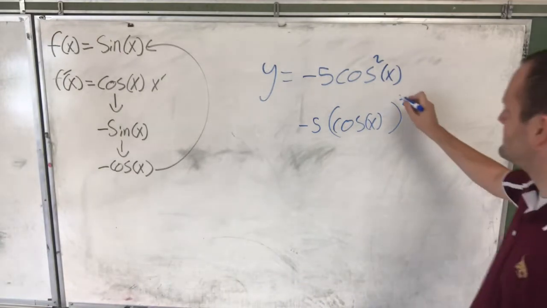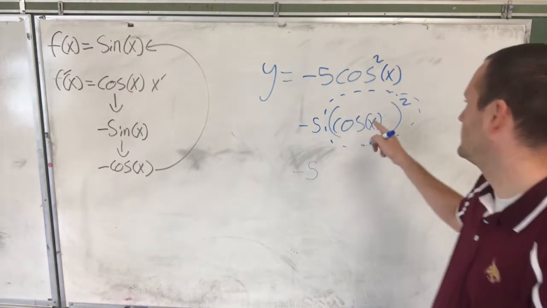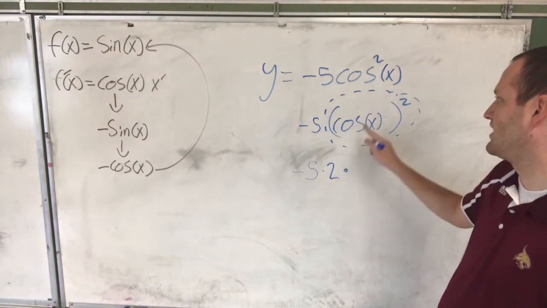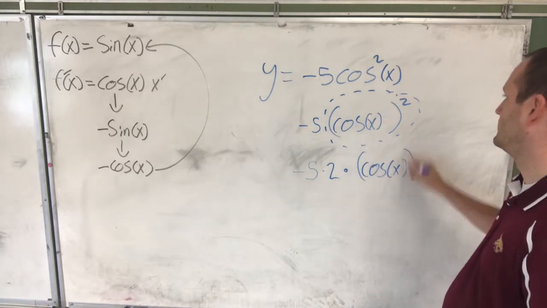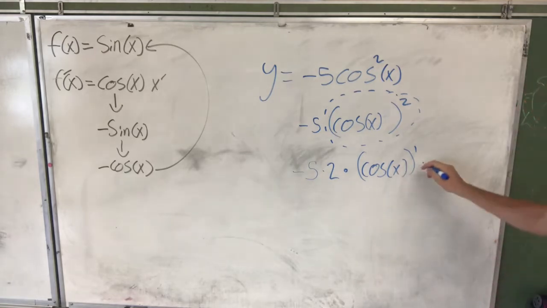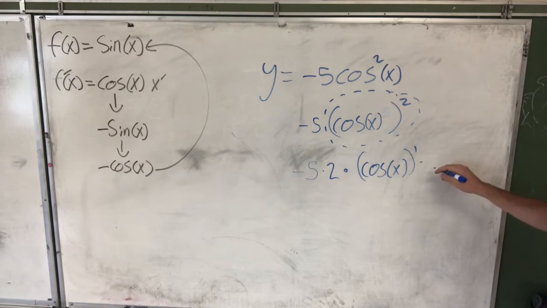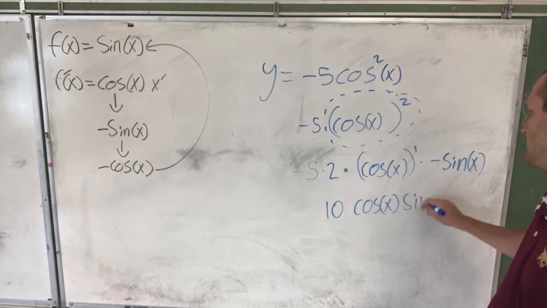As we look at this, this part right here is basically just the chain rule. So I've got negative 5. I'm going to bring down the 2, so times 2, times the inside, cosine x, have to minus 1 from that, to the first power, then times the derivative of the inside. What's the derivative of the inside? Well, the derivative of the inside in this case would be negative sine x, okay? If you want to simplify that, you can. You've got 2 negatives, that gives you a positive, so 10 cosine x sine x.